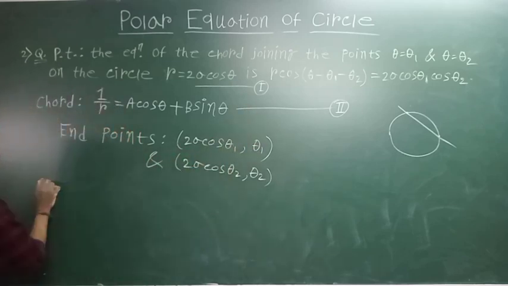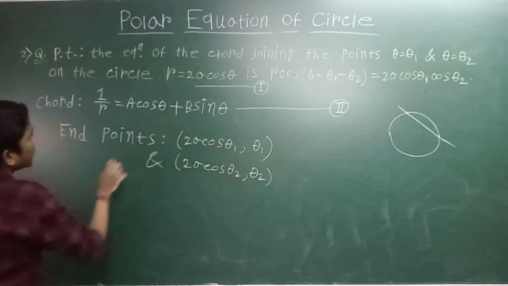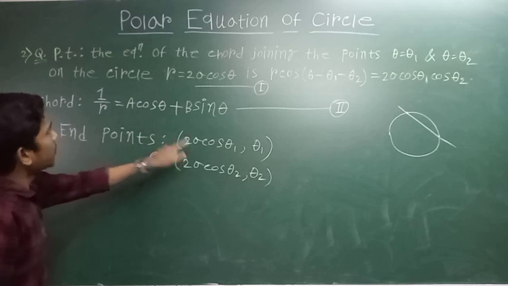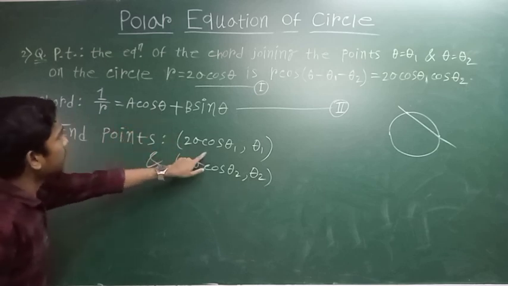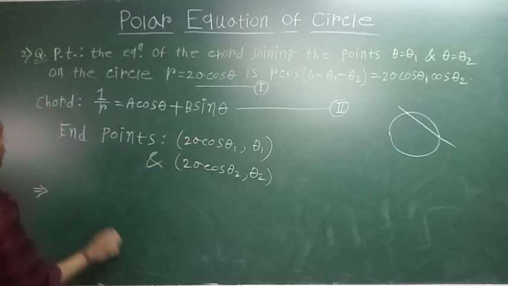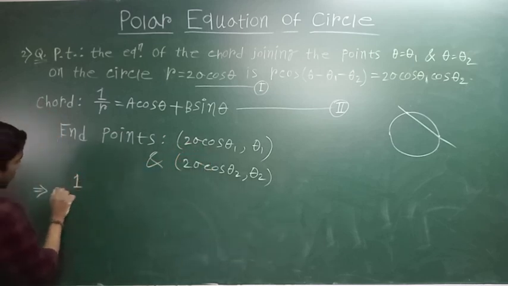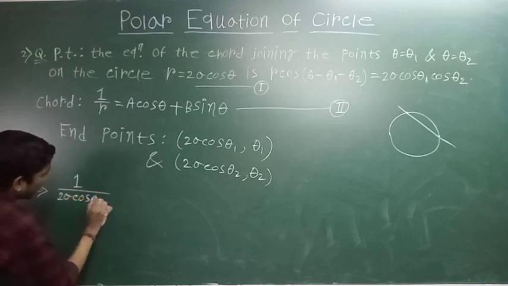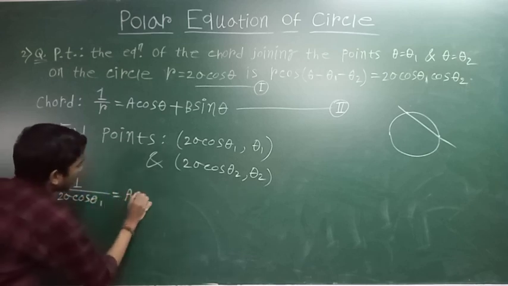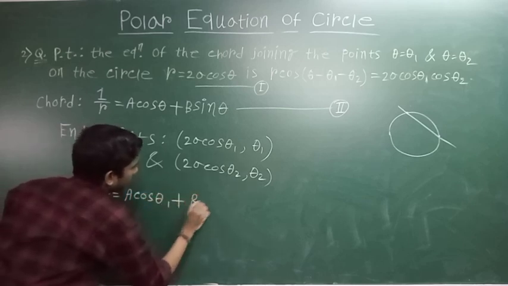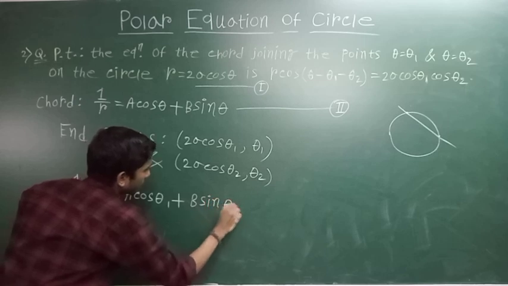They will get, if we put this here, we get 1 by r is equal to, in place of theta we will write theta 1, in place of r we will write 2a cos theta. So we get 1 by 2a cos theta 1 is equal to a cos theta 1 plus b sin theta 1.